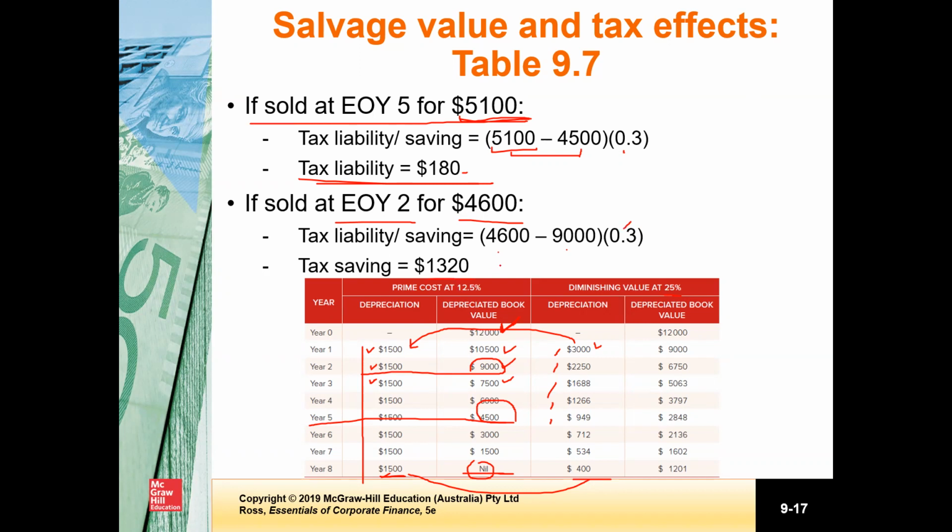And how much is your after-tax salvage value? It should be this 4,600 plus the tax savings, because that reduces your tax. So that will be your after-tax salvage value.